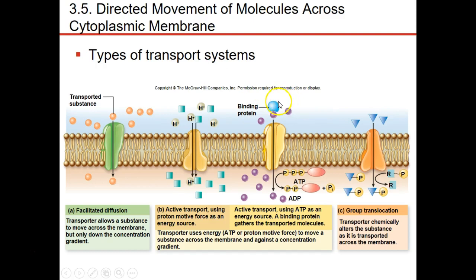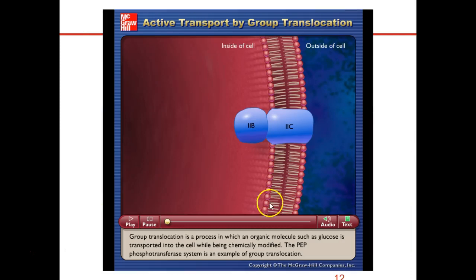We can also bind molecules, and once bound, the molecules are able to move down their concentration gradient. Or we can use translocation, where we're altering the molecule slightly to allow it to move across the membrane. So this is active transport via group translocation. Group translocation is a process in which an organic molecule, such as glucose, is transported into the cell while being chemically modified. The PEP phosphotransferase system is an example of group translocation.